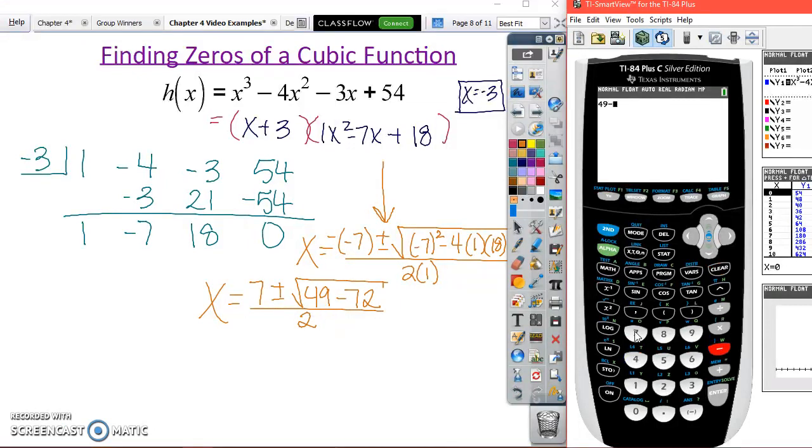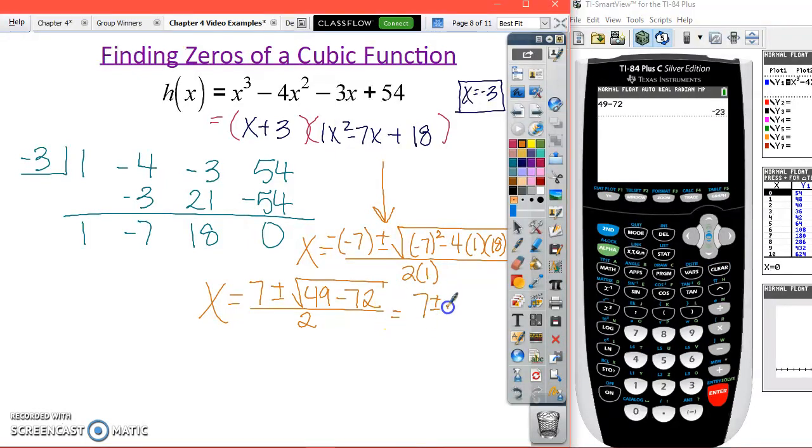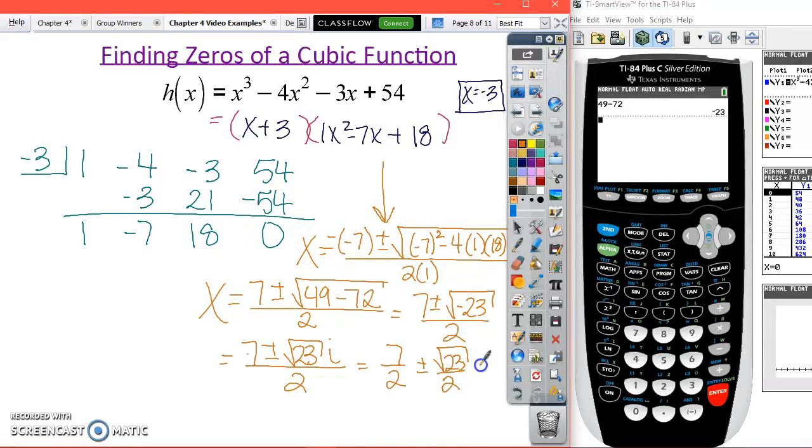From here, we do want to simplify further into a plus bi form, so we will get 7 plus or minus the square root of -23 over 2. I can take an i out of that radical and leave that as the square root of 23 times i, all over 2. And then our last step to get it into our complex number form is to take the 7 divided by 2 plus or minus the square root of 23 divided by 2 times i. So we have 2 non-real zeros and then our 1 real zero. So we know that we found all 3 for the cubic.